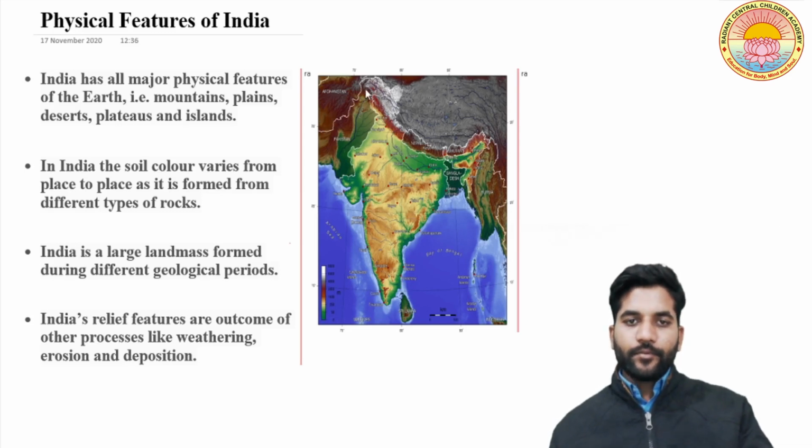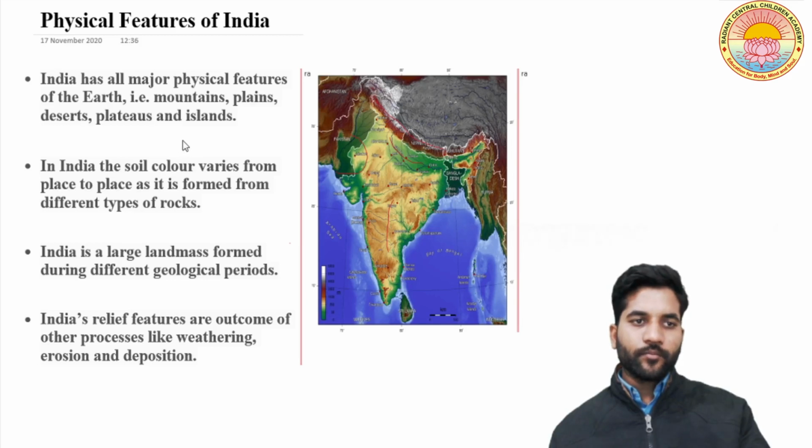Like we have mountains here in the northern area, we have the desert area here in the Rajasthan area. We have the plain area also here, plateau here in this region. So in this chapter we will discuss the varied landforms, land structure and terrain of the country. So let's start the topic. There are 4 points which I have mentioned here. So let's talk about them one by one.